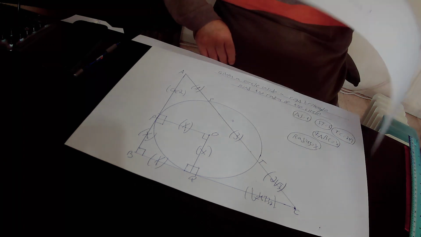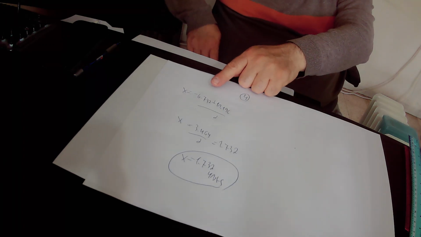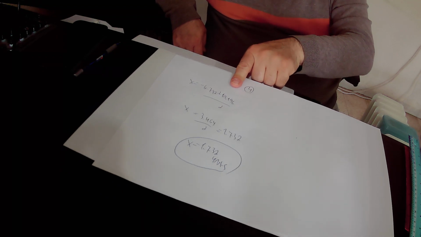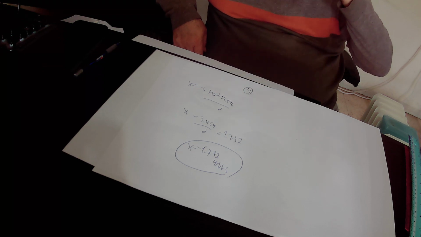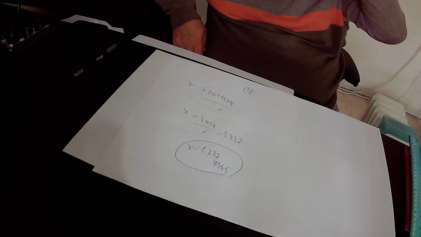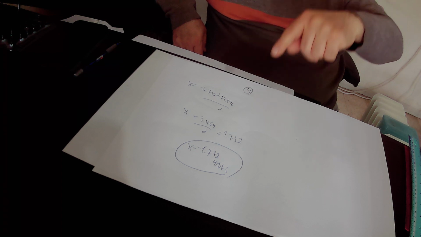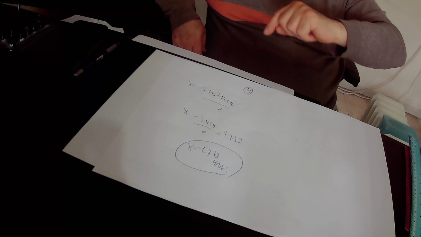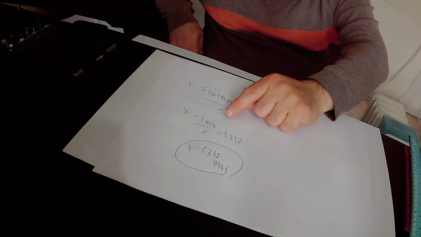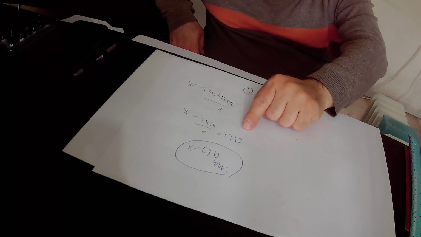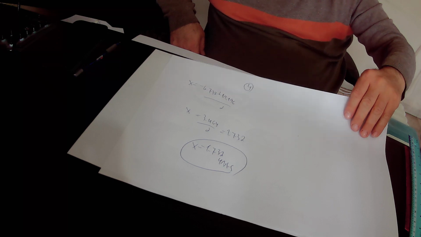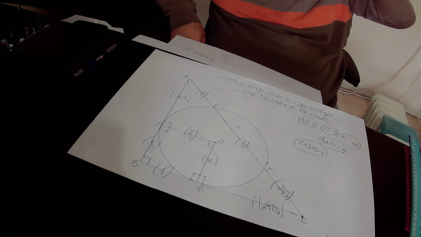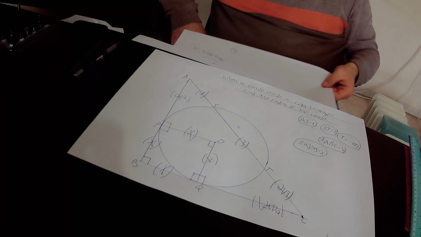The second solution for x is that x equals minus 6.732 plus 10.196 divided by 2. And minus 6.732 plus 10.196 equals 3.464, divided by 2. And 3.464 over 2 is 1.732. In conclusion, we actually found out that x, that is the radius of this circle, equals 1.732 units in its length. Okay, thank you very much.